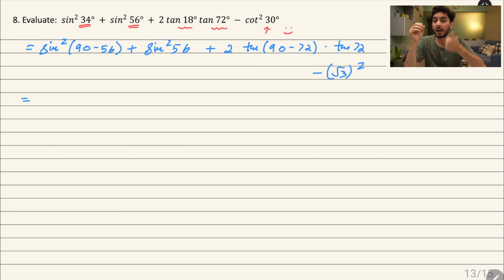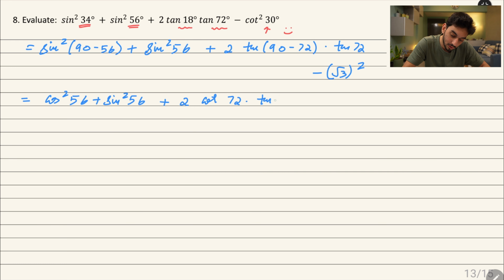Okay. Now let's see what can be done. The sine 90 minus theta, we know sine 90 minus theta is cos theta. So sine square 90 minus 56 can be written as cos square 56. Plus I have sine square 56 plus 2 tan 90 minus theta can be written as cot theta. So tan 90 minus 72 can be written as cot 72 times the tan 72 minus the square of root 3 is just 3.